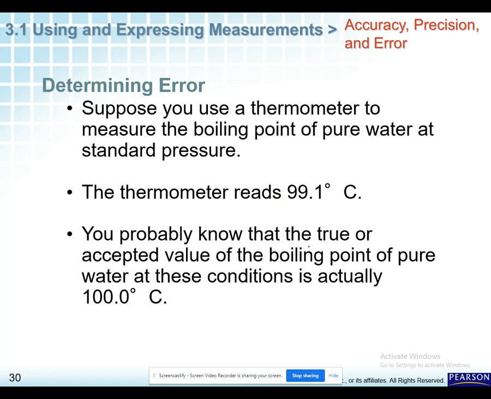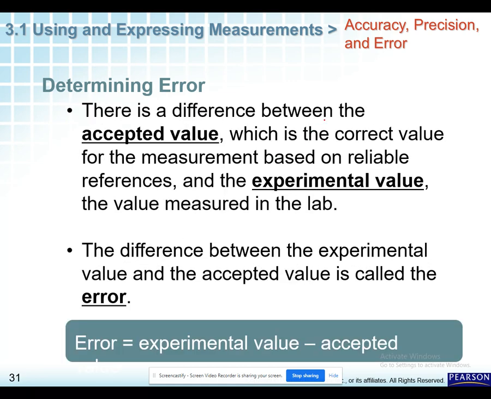And you probably know that the true or accepted value for the boiling point of water is 100. So again, this is your accepted value. This is what you should have got. And then here, this is your experimental value, because this is what you read in your experiment. So there's a difference between the accepted value, which is the correct value, so that, again, remember, is 100 degrees, for the measurement based on a reliable reference. They've done extensive research and known for a fact that it's 100 degrees. And there's a difference between that value and the experimental value.